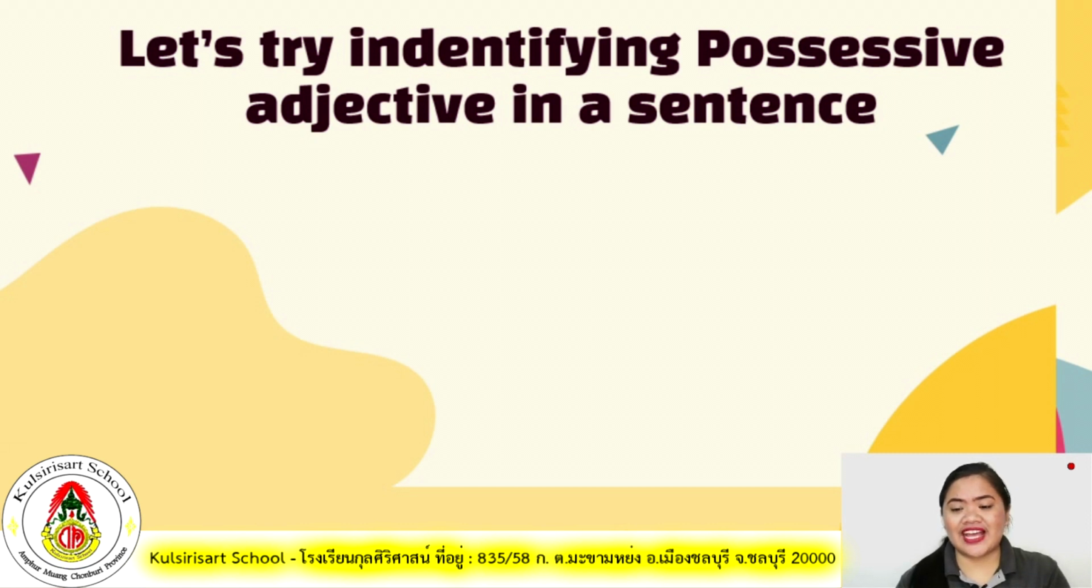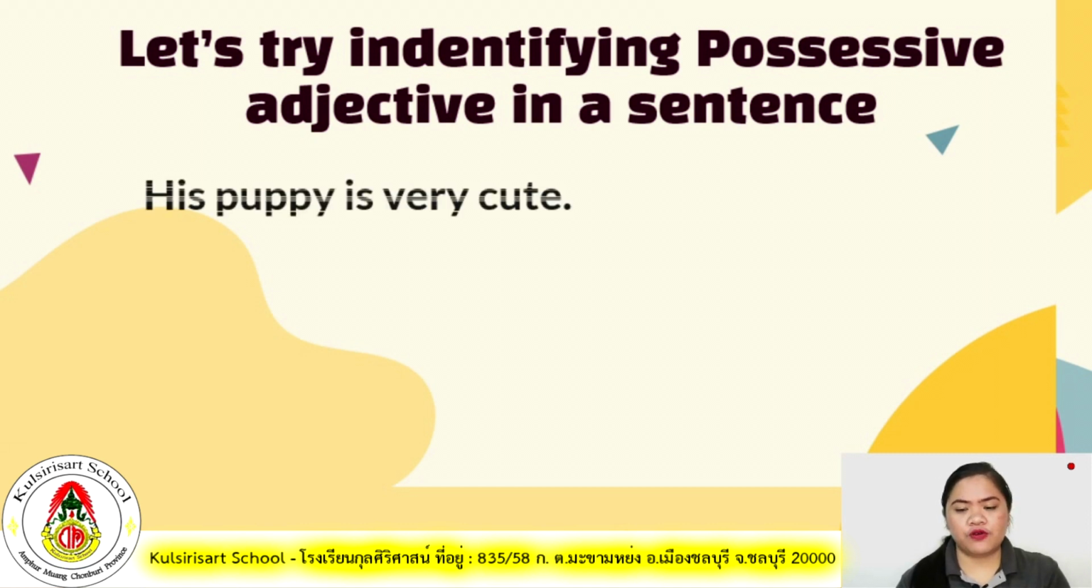Very good. So now, let's try to identify some possessive adjectives in a sentence. We have here the first sentence. His puppy is very cute. Which do you think is the noun? Very good. The noun there is the word puppy. So what comes before puppy? It's his. So in this sentence, the possessive adjective is the word his.